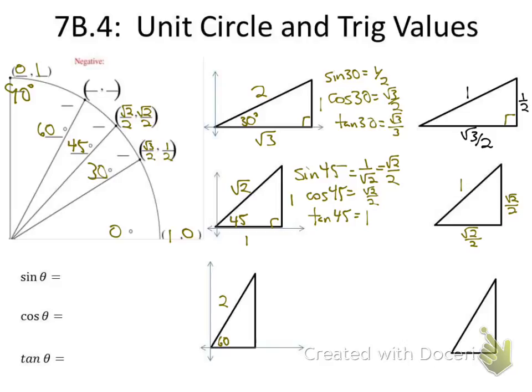This starts out as 2, 1, root 3. When I make this into 1, what do I get for the bottom side? 1/2. And the other side? Root 3 over 2. So my coordinate up here at 60 degrees is 1/2, root 3 over 2. So that describes where that point is.